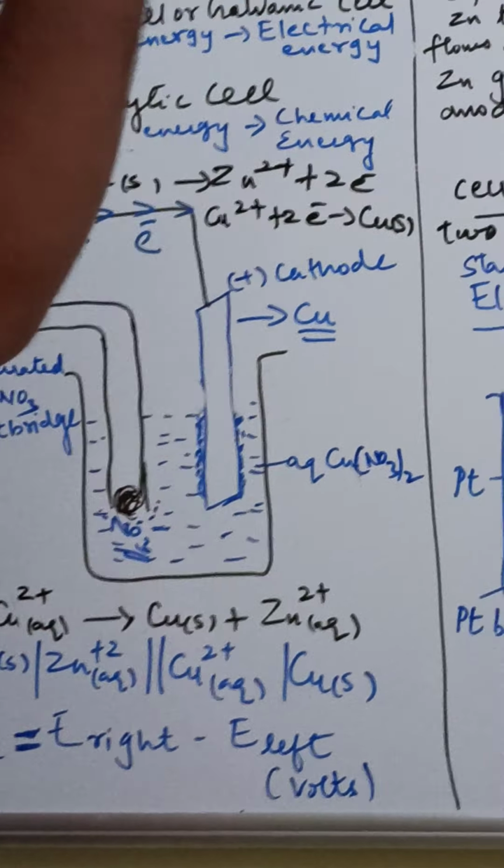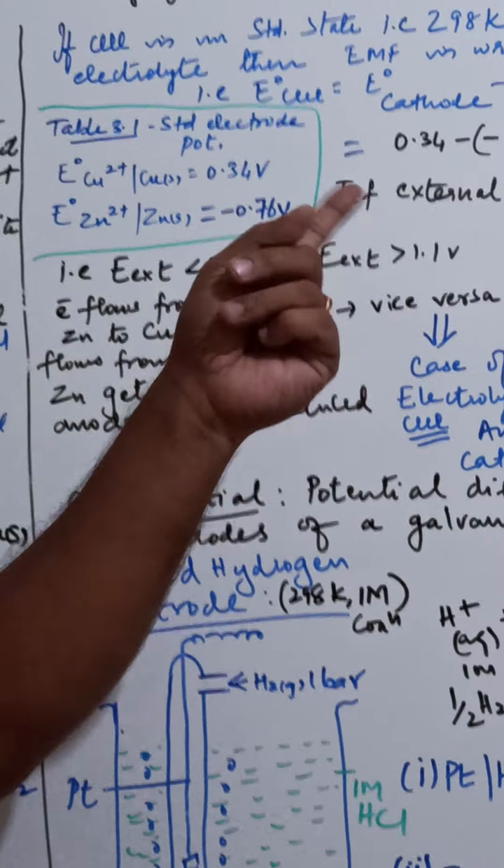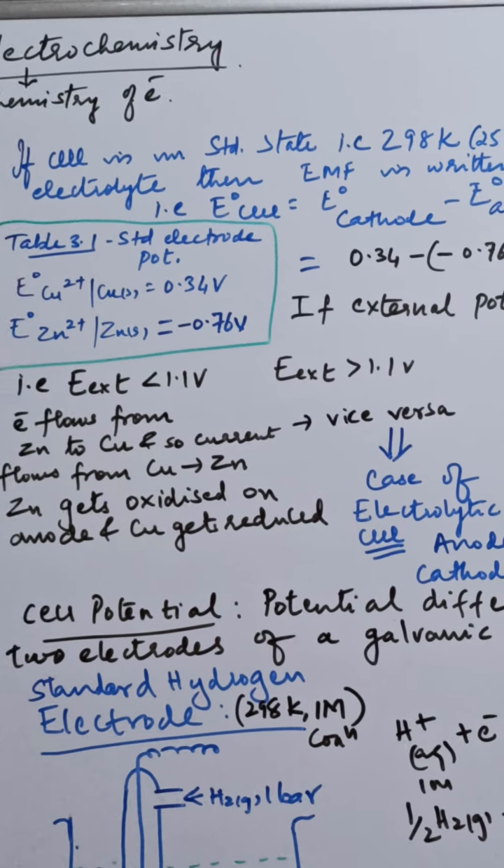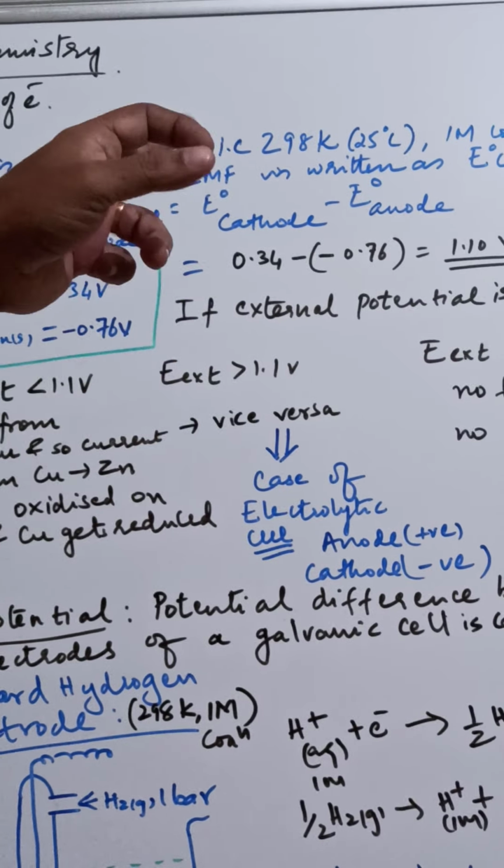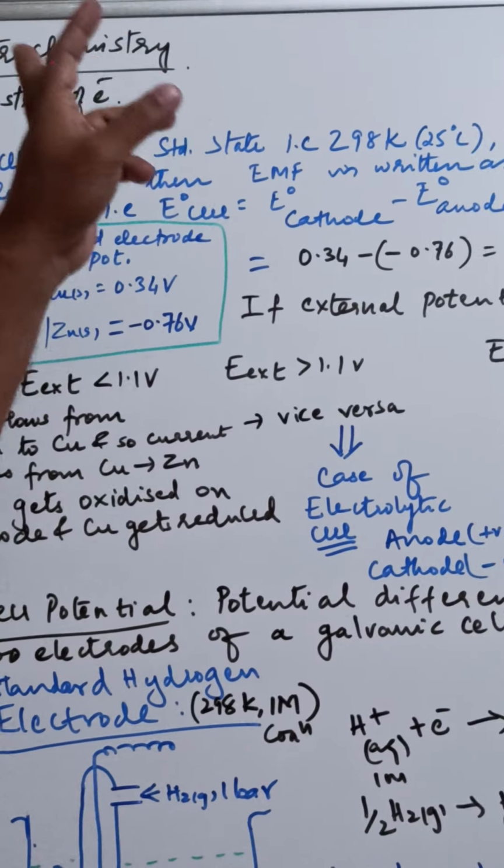It can occur only at optimum temperature, and that is 298 Kelvin, that is 25 degrees Celsius, and 1 molar concentration of electrolyte, then only it is known as standard state.